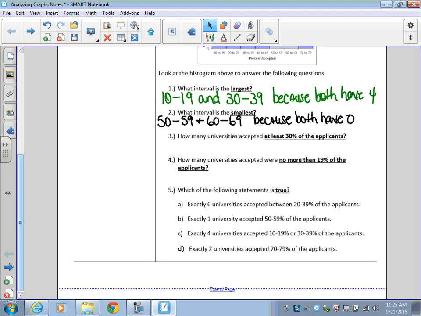So it is 10 to 19, that would be your 4. 40 to 49 would be your 1. And then finally 70 to 79, that would be your third one. So you have a total of 6 universities, and that is those 3 bars.